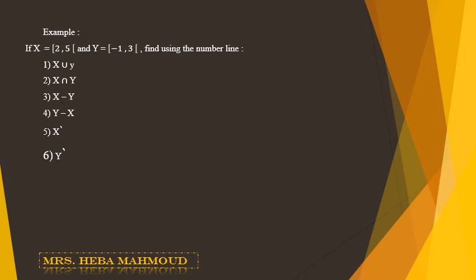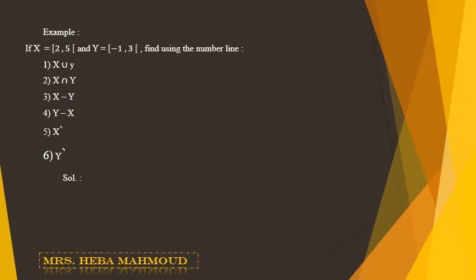Now, example: if x equals closed 2 and open 5, and y equals closed -1 and open 3, find using the number line: Number 1, x union y. Number 2, x intersect y. Number 3, x difference y. Number 4, y difference x. Number 5, x complement. And finally, number 6, y complement.